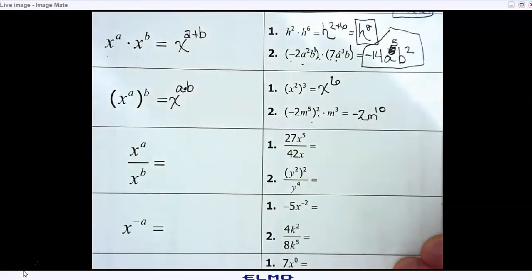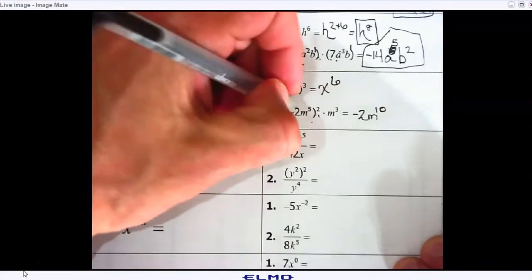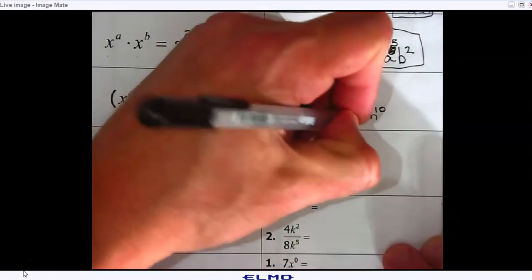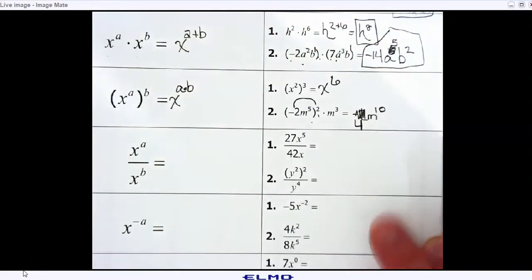Although I want to say that negative 2 squared is going to be negative 4. And I think it's exactly what it's supposed to be. I don't think it's supposed to be negative 2. I think I'm supposed to do negative 2 squared first. Yeah, I'm going to go ahead and just do that. Negative 2 squared, negative 2 times negative 2 is positive 4. So there we go. 4m to the 10th.